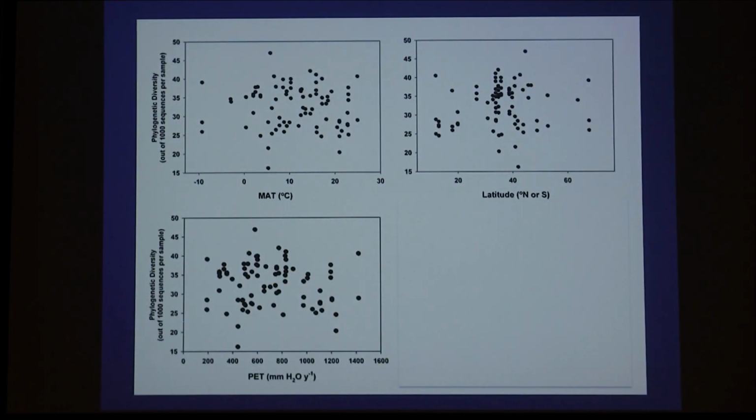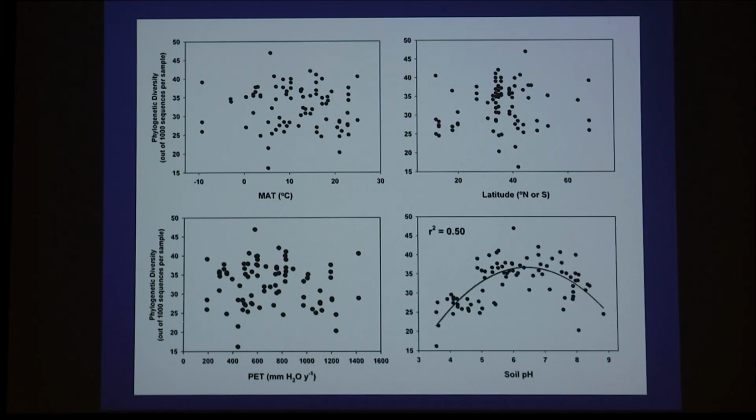And we can't. Okay, so the y-axis here is phylogenetic diversity. So basically, higher means higher diversity. It's just the number of different lineages in a given sample. And mean annual temperature doesn't predict it. Latitude doesn't predict it. How warm and wet it is doesn't predict it either. So all these parameters that we know predict the diversity of most plant and animal taxa do not predict bacterial diversity. Instead, it appears to be soil pH.